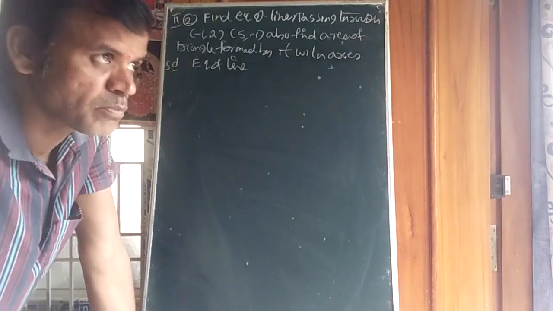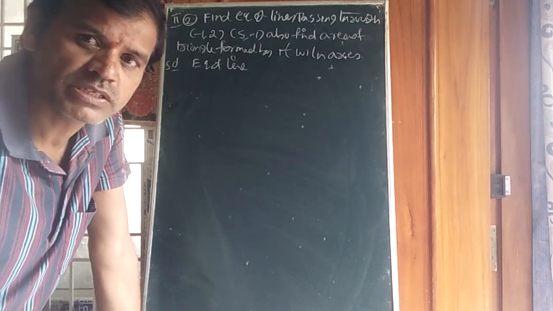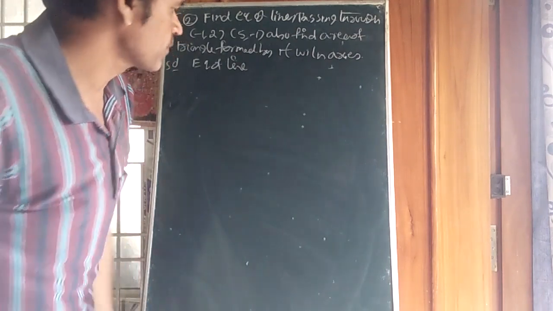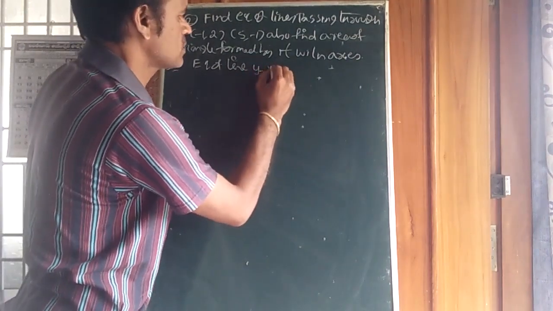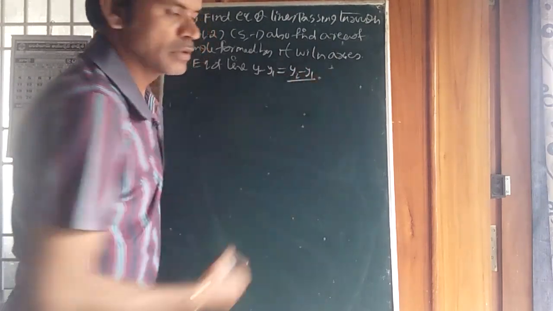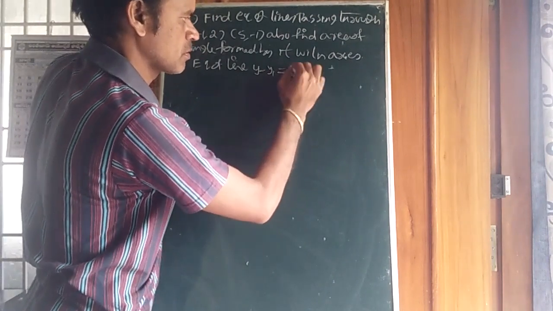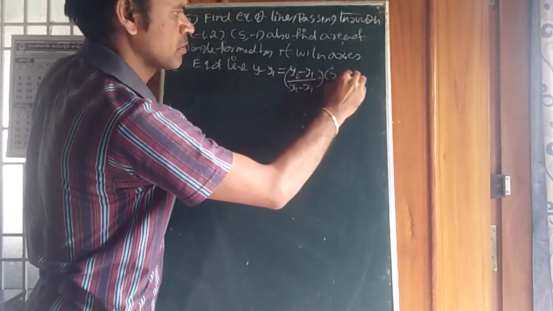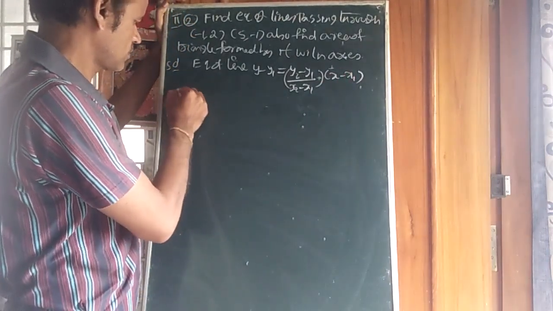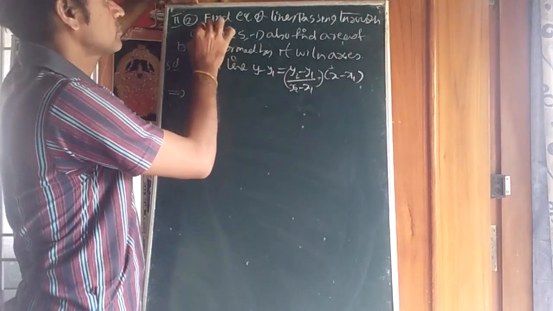Plenty of times we have discussed basic concepts also. The equation of a straight line passing through 2 points is y minus y1 is equal to (y2 minus y1) by (x2 minus x1) into (x minus x1). Apply the formula now. y minus y1 equal to (y2 minus y1) by (x2 minus x1) into x minus x1. Here take this one as x1 y1 and this one as x2 y2.